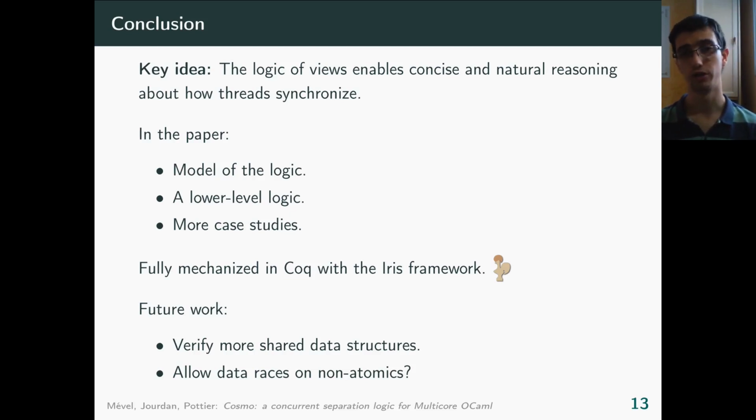And in the future, we would like to verify even more data structures, and also we would like to investigate data races. Because data races are currently not supported by our logic, even though the underlying memory model gives a few guarantees about them.